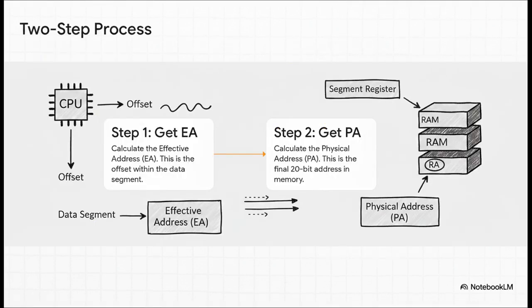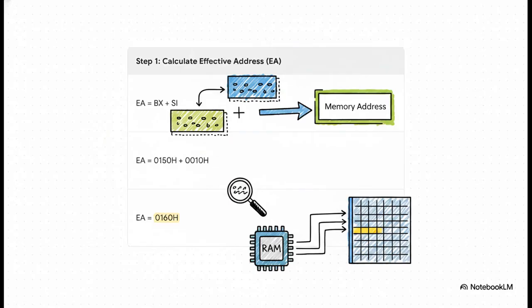We're going to do this in 2 simple steps. First, we'll calculate what's known as the effective address, or EA. You can think of this as the offset, or the local part of the address. Then we'll use that along with the segment register to find the final physical address in RAM. So for step 1, we just do what the instruction tells us to do inside those brackets, BX plus SI. We just add the contents of the BX and SI registers together. So 0150H plus 0010H gives us our effective address, 0160H. That's it for step 1.